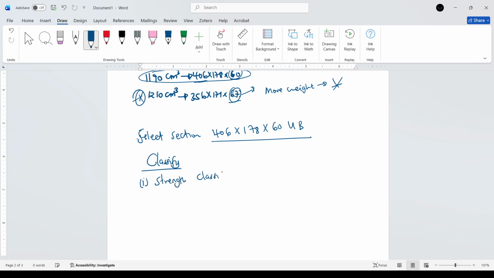Strength classification. And number two, we are going to consider section classification. We can only check what we know. For now, we don't know a lot of things about this section. We just know the section, the plastic modulus.